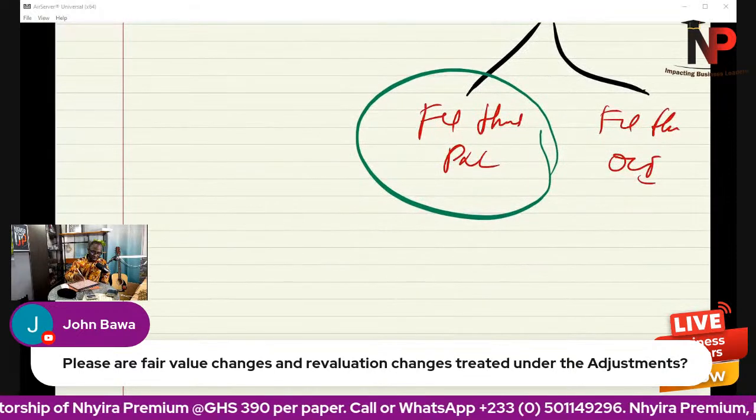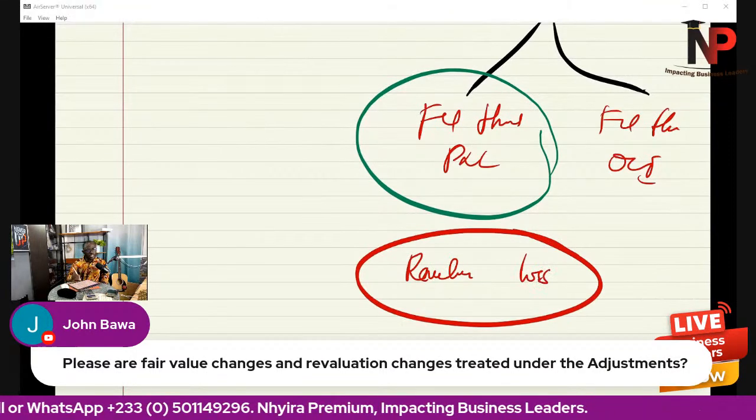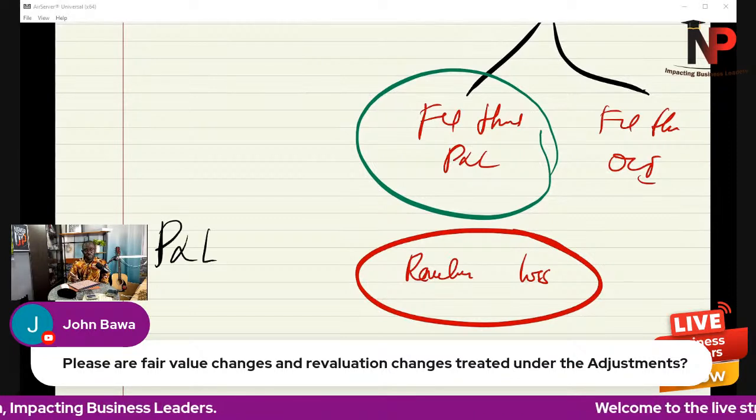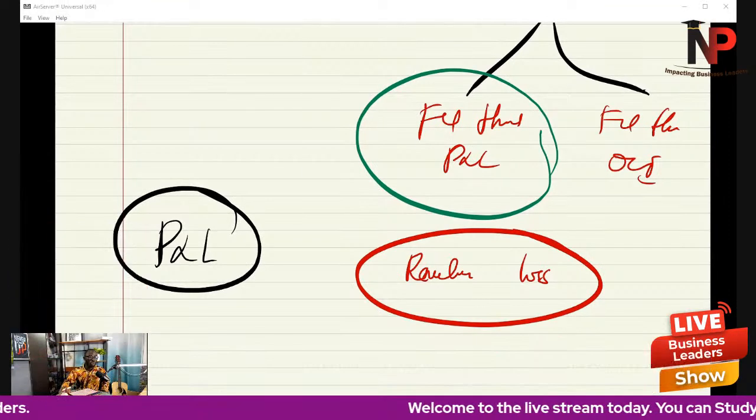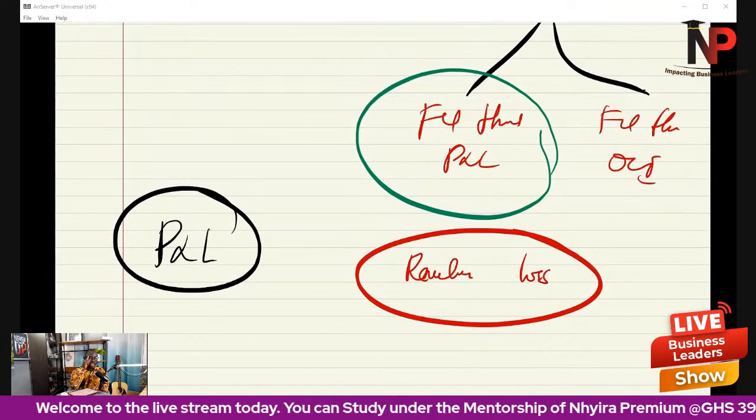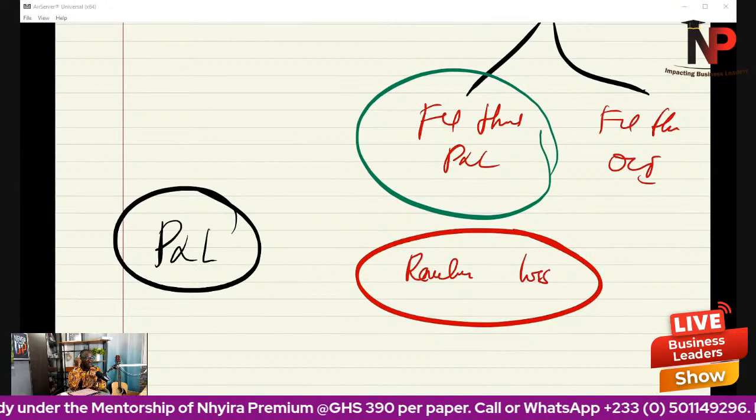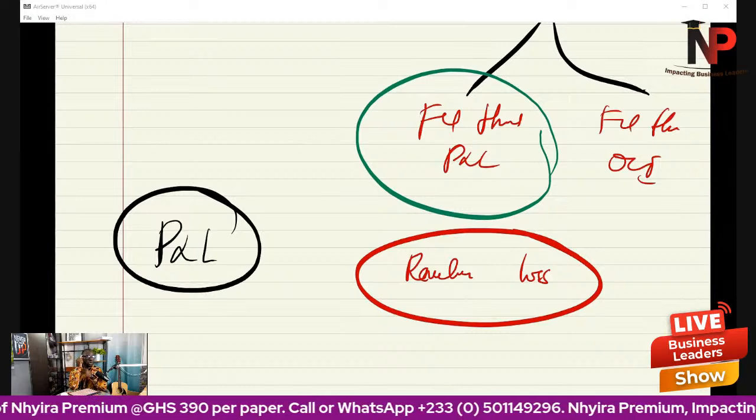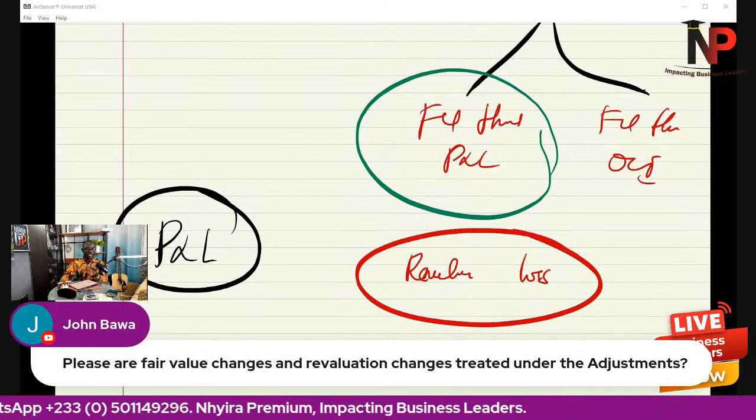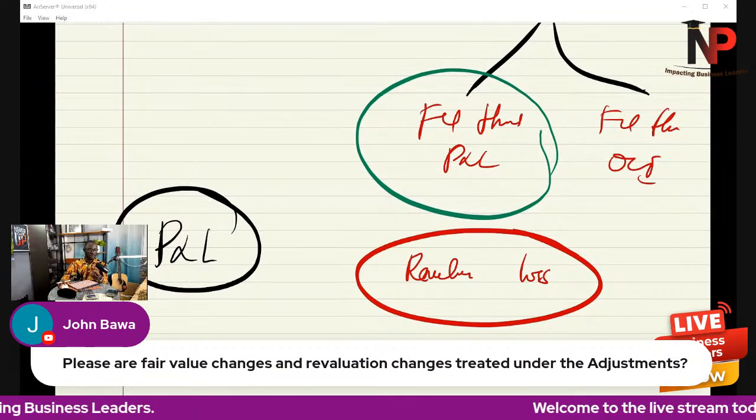Also, if there is a revaluation of assets, and it's a revaluation loss, and it is the first time that we are having the revaluation loss, then certainly it will be treated in the profit or loss account. So since it was treated in the profit or loss account, when we are preparing our cash flow statement, that has to be reversed in the adjustment. So that is the treatment. So to your question, are fair value adjustments and revaluation changes treated under the adjustment? Yes, it depends on the circumstances.